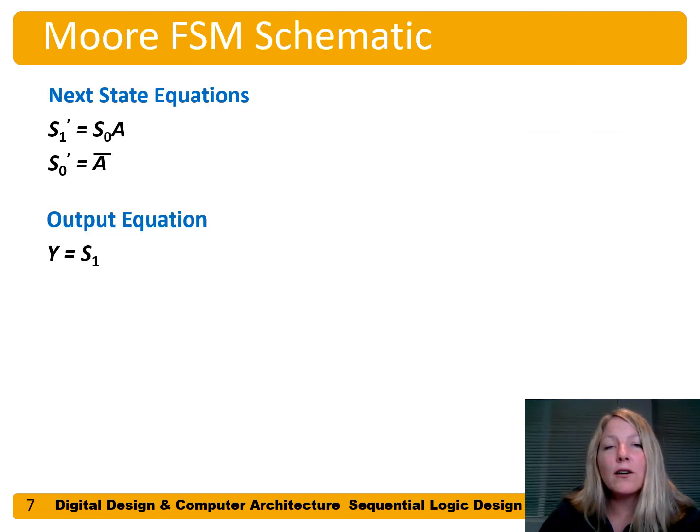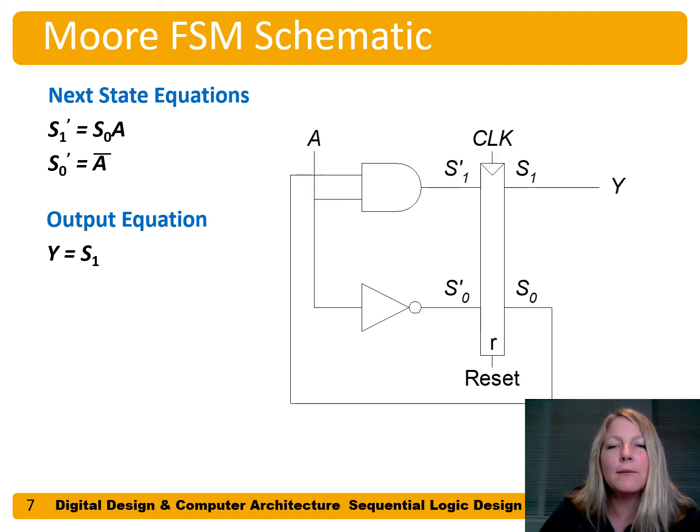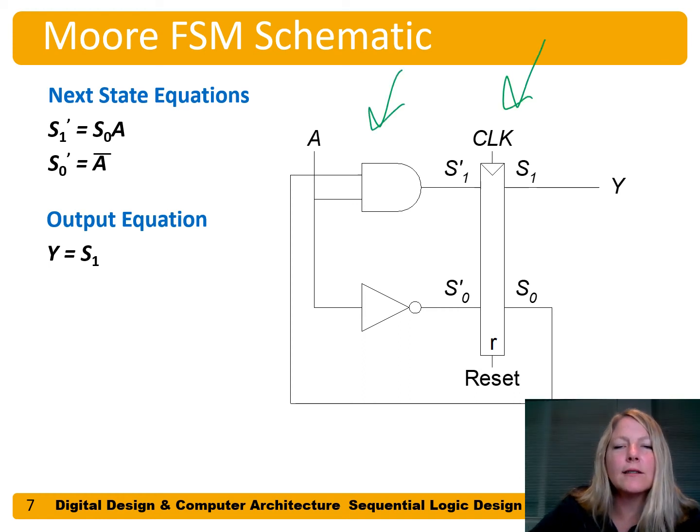So now we can draw our schematics. We have our next state and output equations for the Moore FSM. We put our state register, we draw our next state logic, and we draw our output logic, in this case the Y output, or what we called in the problem the smile output, is 1 when S1 is 1.